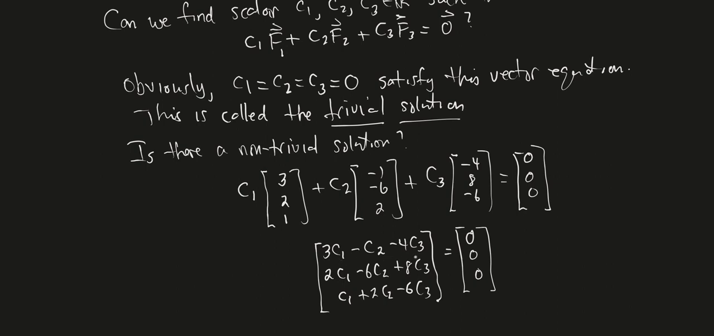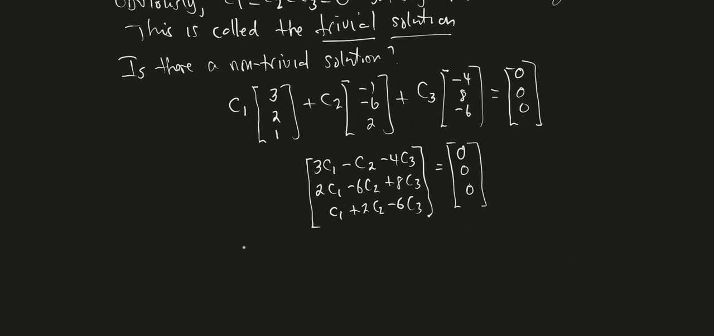If you think in terms of matrices, this component would have to be equal to 0, this component equal to 0, this component equal to 0. So we have ourselves a linear system, and it's not just any old type of linear system. It's actually a homogeneous linear system, because the constants on this side are all 0. Let's write this in augmented form.